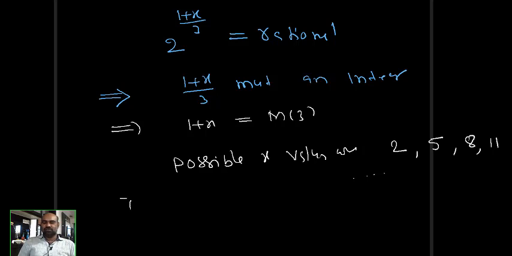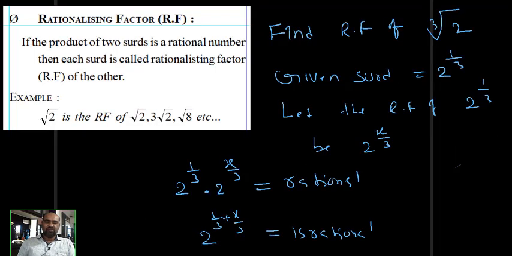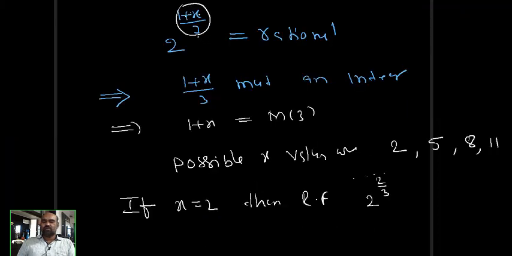Okay, if x is 2, then the RF is 2 power 2 by 3. This is an RF only. If x is 2, what is my RF, Nana? Obviously understood, no? Here, this is an integer, so automatically this becomes a rational number. Put x equal to 2: 2 plus 1, 3 by 3, 1, 2 power 1, rational number only. So if x is taken as 2, this is an RF only. 2 power 2 by 3 is one of the RFs.